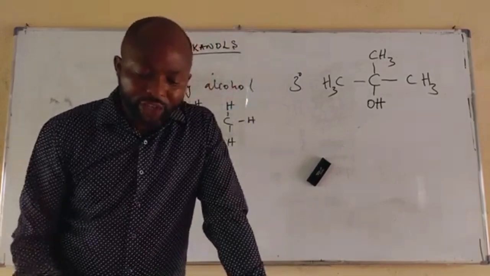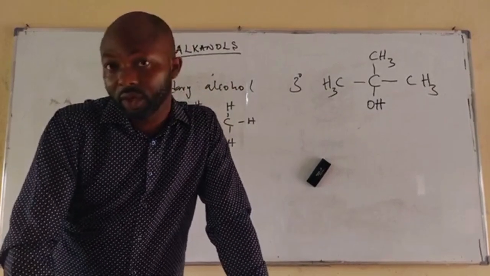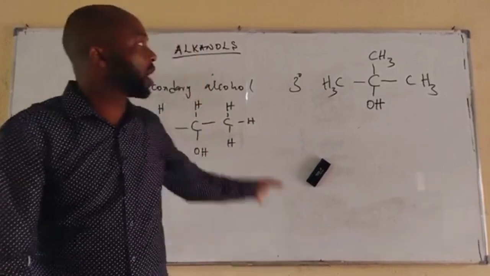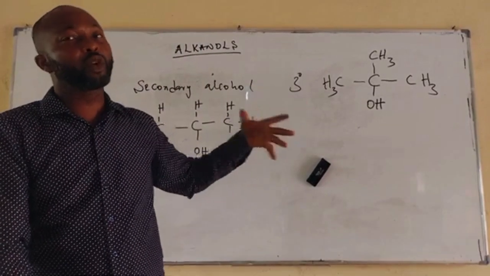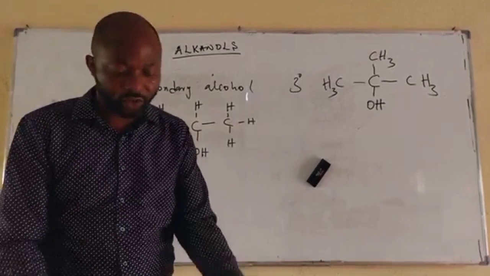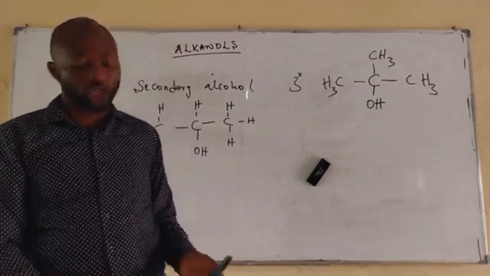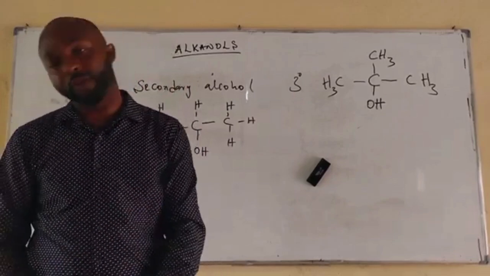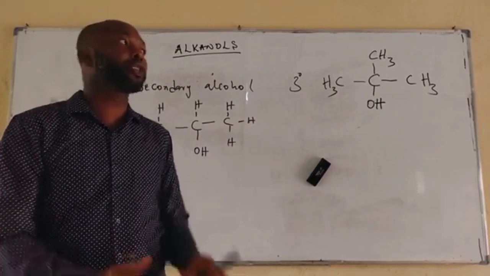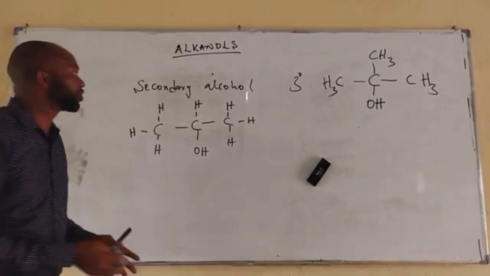So let's look at the second classification, which is based on the number of hydroxy groups per molecule. Okay, this time around we're looking at the classification based on the number of what? Hydroxy groups. So we'll talk about the monohydric alcohols. We say these alcohols contain one hydroxy group in the molecule. So the first one is monohydric. So mono in chemistry is 1.